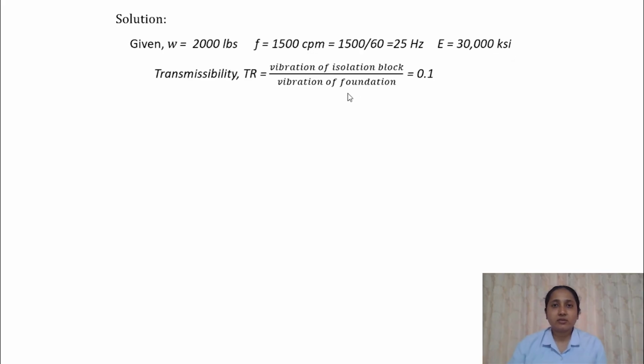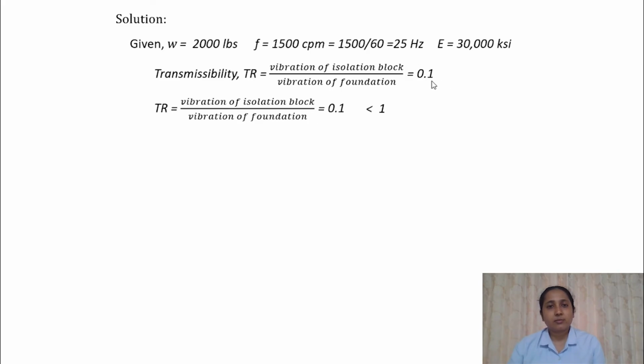So we learned about transmissibility. That is the ratio of the vibration of the isolation block to the vibration of the foundation, and it is given in the question that it should be 10%, that is 0.1. So this transmissibility, which we need to achieve, is 0.1, which is less than 1.